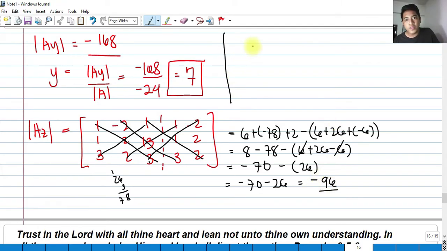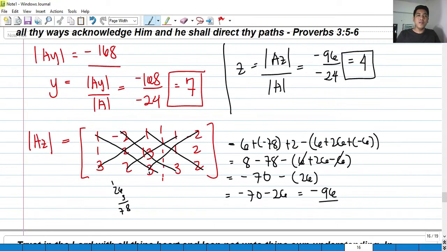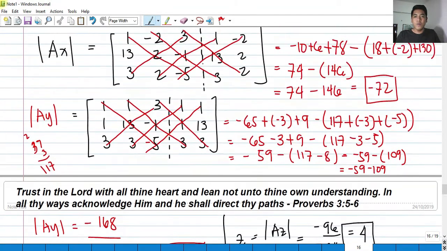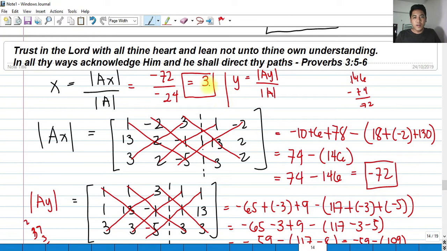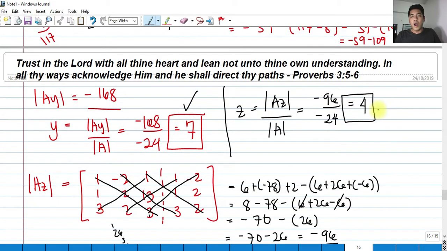And to get our z, it is the determinant of A sub z over the determinant of A. The determinant of A sub z is negative 96 over the determinant of A, which is negative 24. If we divide this, negative 96 is divisible by negative 24, we shall get an answer of 4. So the values for our x, y, and z are 3 for x, 7 for y, and 4 for z.